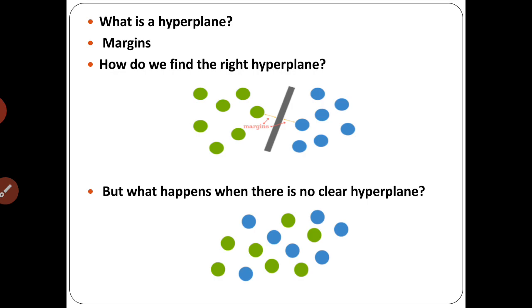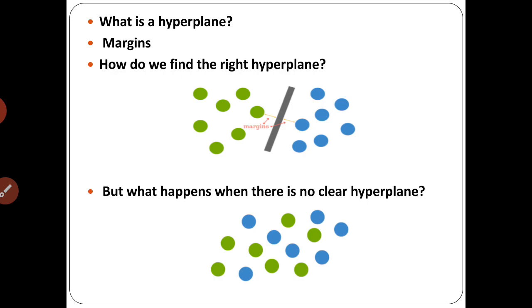And next is the margin. Margin is the gap between the two lines through the closest data points of the different classes. Just look at the diagram below. I'm using two sets of data points, one green and the other blue, and the center line is the hyperplane. There is a gap between the hyperplane and the green and blue data points. In the middle, that gap is called the margin.